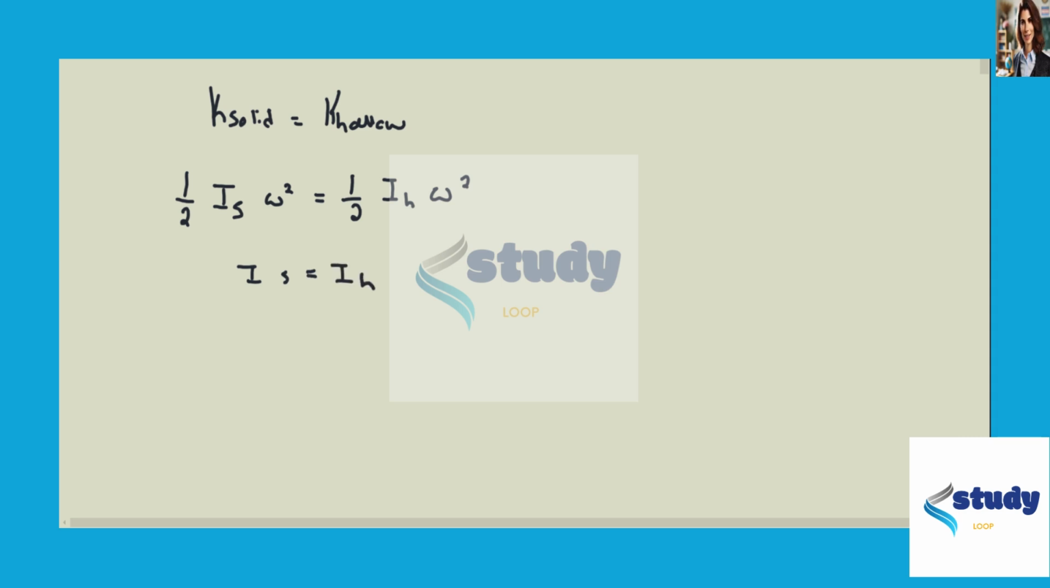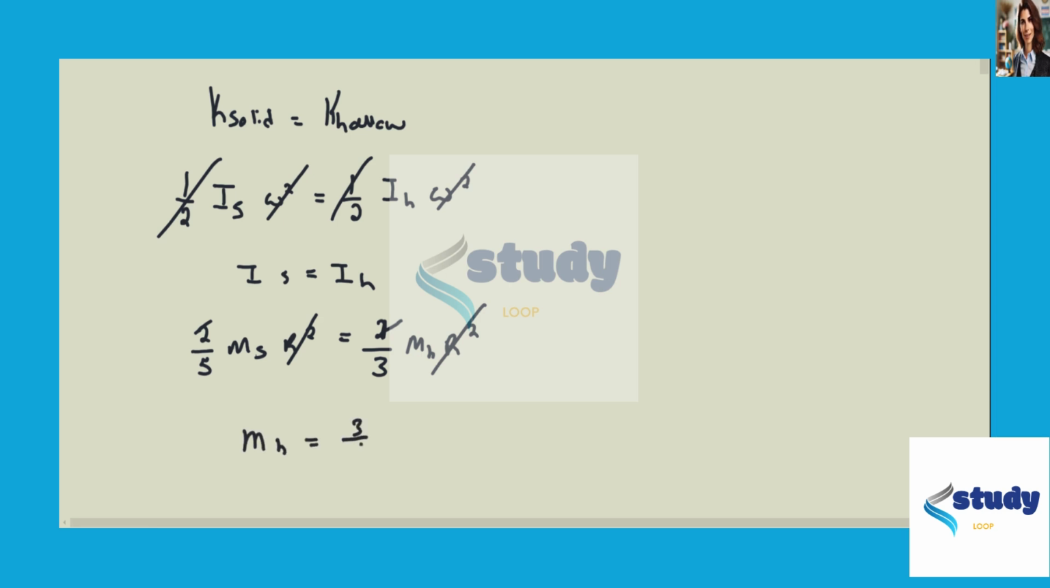Okay. Great. Now what we can do is plug in the inertia. We have the mass of the solid, M of the solid, times R squared, because these cancel out. And on this side, it is 2/3 for the hollow, M hollow R squared. This cancels out. So the 2's cancel out, and what we have is M hollow equals 3/5 of the solid.